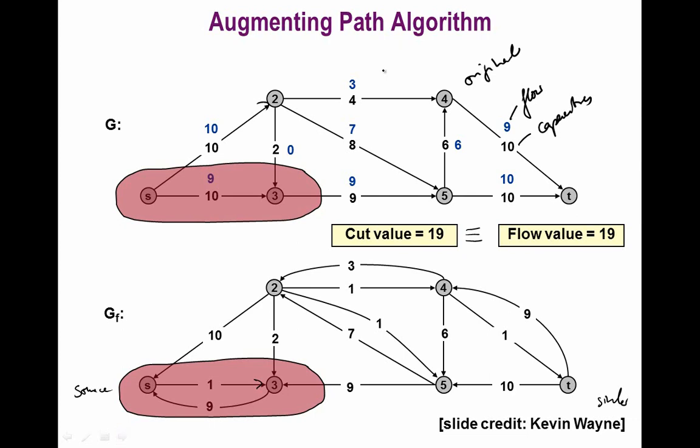So by cut, I mean anything that separates source from sink. And if, for example, I would cut here, the capacities would be 4 plus 8, which is 12, plus 19, which is 21. But the minimum cut is only 19. So you won't find any cut that is cheaper than this one. You might find one, like you mentioned, that has the same value.